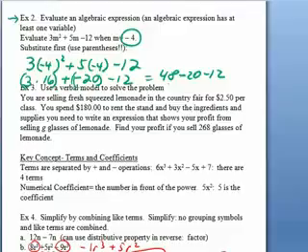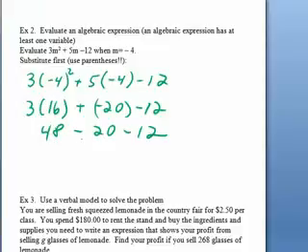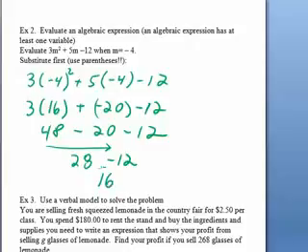We're going to go left to right because subtraction and subtraction are equal priority. What we have is 48 minus 20 minus 12. The two subtraction operations are equal priority, so we need to go left to right. So we're going to do the 48 minus 20 first, which is 28, and then subtract the 12, which gives you 16. So your final answer is 16.